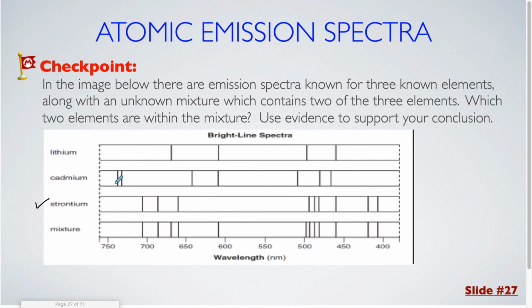Now if I look at cadmium, it has 2 lines right here between 750 and 700, which are not present in the mixture. It also has another line right here that is not present in the mixture, although this one seems to match. If there are any of them that are not present in the mixture, that means that element would not be there. Lithium has a line right here, which seems to match up with the one here in the mixture. That line matches up as well, here, and then straight down over here. So it appears that lithium and strontium would be the 2 elements that are present within this mixture.